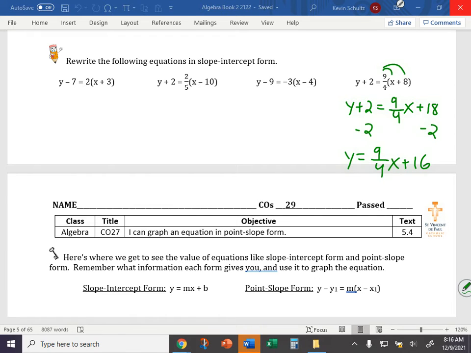Slope-intercept form. So it's not a whole big process to convert from one to the other. It's more difficult to get from slope-intercept form to point-slope form than it is to get from point-slope form to slope-intercept form. But your two steps: you just distribute and then move your constant over. Okay? Distribute, move your constant over.